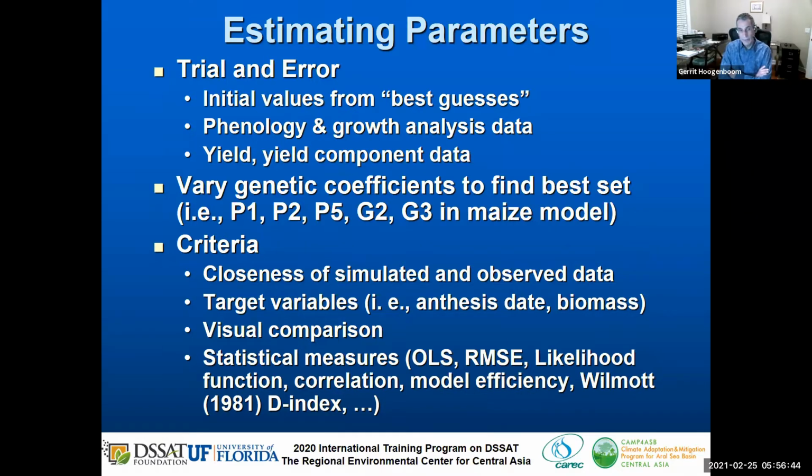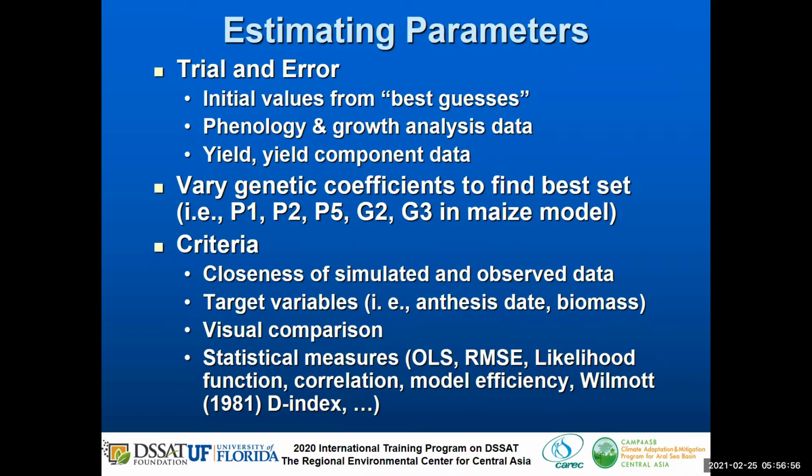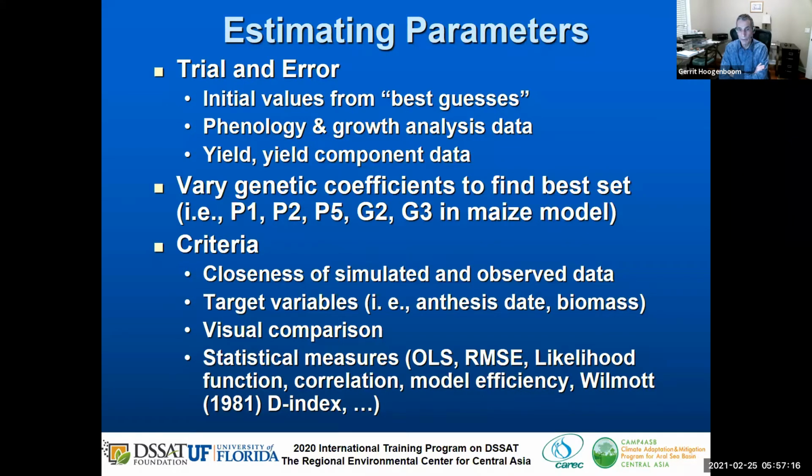So again, as we mentioned earlier, the criteria is going to be the closest fit between a particular simulated variable and the associated observed data. То есть, как я уже сказал, наша цель – это минимизировать разницу между данными наблюдений и смоделированными данными. And because each one of these genetic coefficients, the P1, the P2, etc., is associated with a particular physiological process, either development or growth, it's going to be one or more target variables. So these could be anthesis date, maturity date, final biomass, or number of grains or grain size.